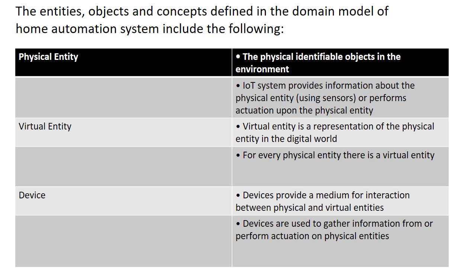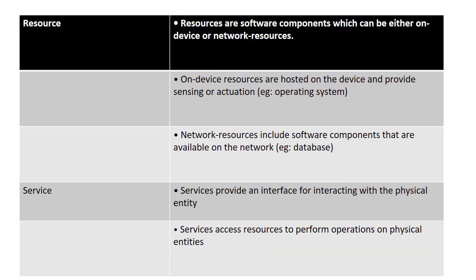A physical entity is a physically identifiable object in the environment. A virtual entity is a virtual representation of the physical entity in the digital world. For every physical entity there is a virtual entity. Devices provide a medium for interaction between physical and virtual entities. Resources are software components which can be either on-device or network resources. And services provide an interface for interacting with the physical entity.